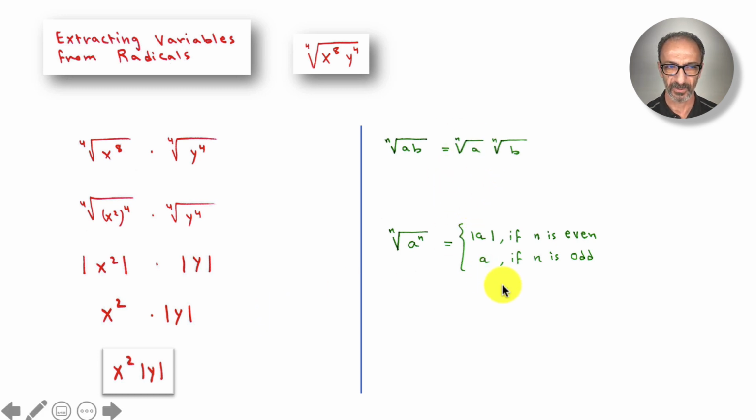One more time, these are notes, formulas to use as you're working and verifying your steps. I'm using this rule. When n is even, I use the absolute value. As you can see, n is even 4, n is even 4.